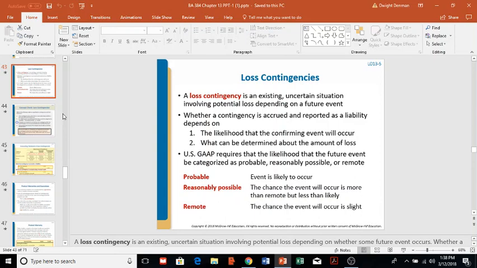Reasonably possible, geez, who knows? It could be anywhere between 20% and 50% chance. Not sure. And then remote, probably less than 20% chance. But again, I'm just putting some numbers in there on those last two because who knows what the answer really is. They don't give you much guidance.